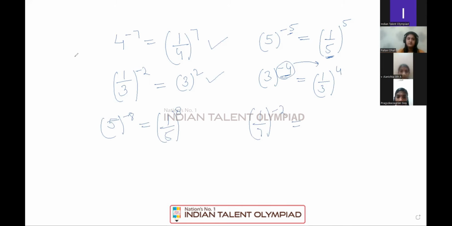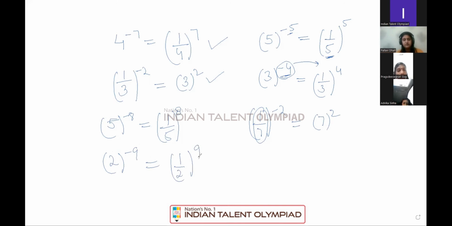Siva, if we have 1 over 7 to the power -2, what will be the answer? Take the reciprocal of the base, 7. The negative power will become the positive. What will be the answer here? Right, 7 squared. Advika, if we have 2 raised to power -9, what will be the answer? 1 by 2 to the power of 9. Right. Are we good here, everyone? Yes, ma'am.